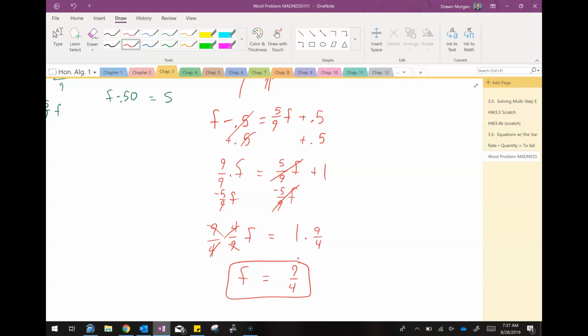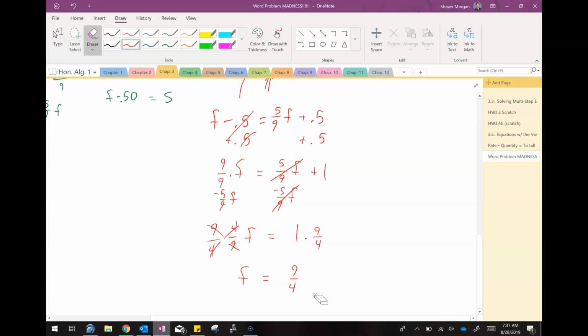All right, so we got F equals 9/4. Well, now what in the world does 9/4 look like in this context? We're talking about dollars and cents. How much dollars and cents is 9/4? Because if I said, hey, Cullen, can I borrow 9/4 of a dollar? He's going to look at me like, are you crazy? But how much money is that? $2.25. Very good.